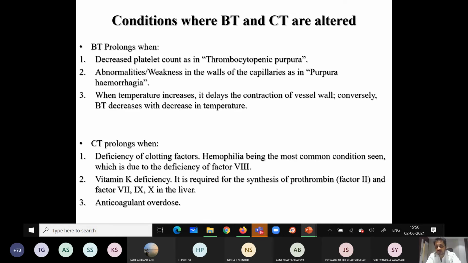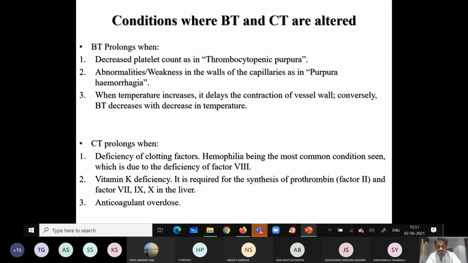Altered bleeding time and clotting time. Bleeding time prolongs when there is a decreased platelet count, as you can see in thrombocytopenic purpura. Number two, abnormalities or weakness in the walls of the capillaries, as in purpura hemorrhagica, or when temperature increases, it delays the contraction of the vessel wall. Conversely, bleeding time decreases with a decrease in temperature.